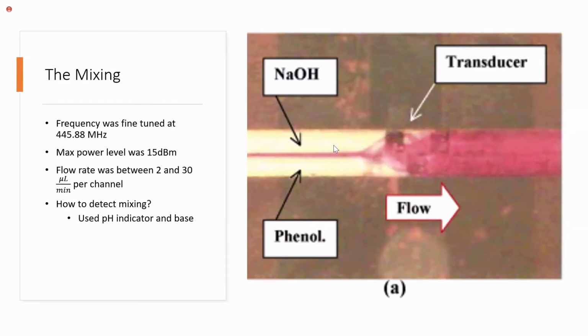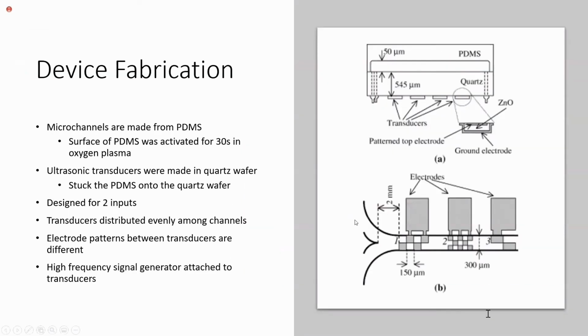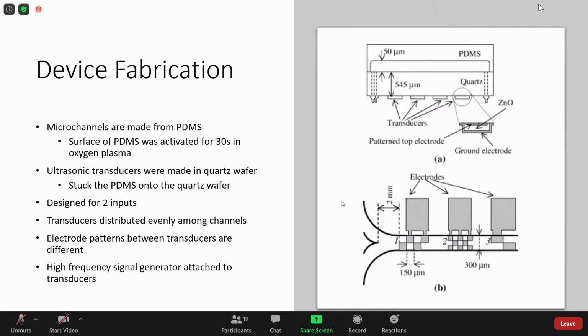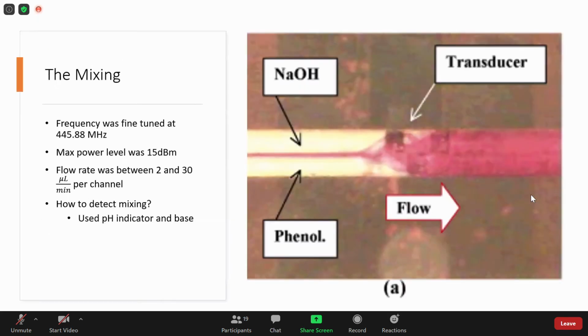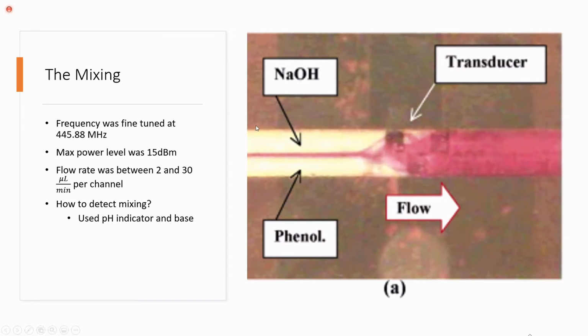Okay, so let's talk a little about the mixing. So first, the general idea of the experiment is, 2 fluids are going to come in right here, channel 1, channel 2, and they're going to converge into a main channel. And once they converge into a main channel, it's going to use a pH indicator and a base. So the pH indicator on the bottom shows over here, phenolphthalein, as you know from chemistry. The base is sodium hydroxide.